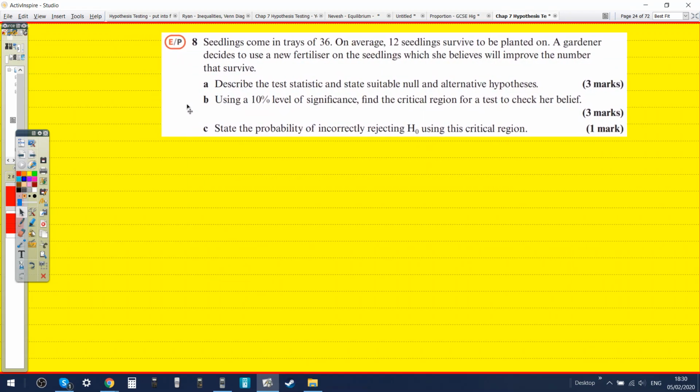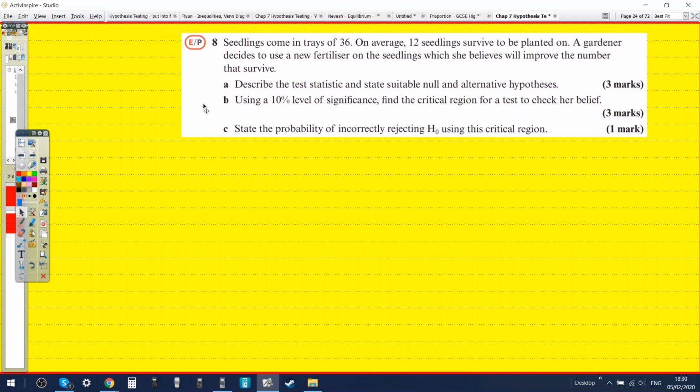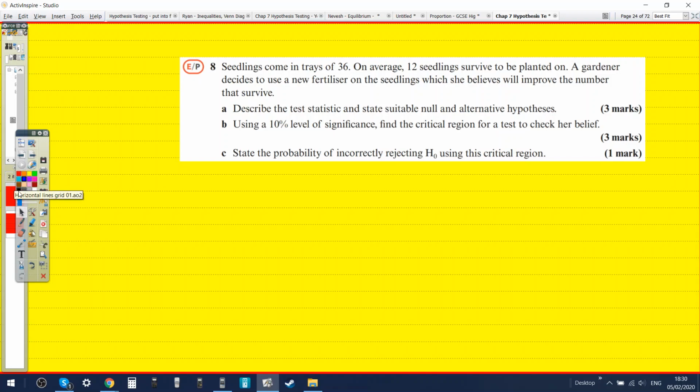Okay, let's do proven. Okay, yeah, let's try this one. So the test statistic is X out of... No numbers? Oh. Okay, I'll let you use one number. X out of 36 seedlings that survive. Yeah. So the number of seedlings out of 36 that survive.